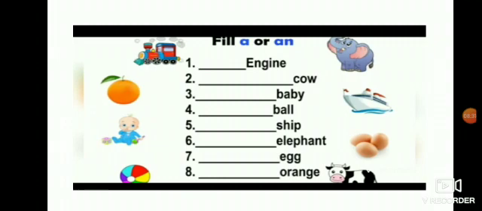That's all. Now this is your turn, children. You have to write your answers in your rough note. Engine. E is a vowel, so what should you write? Yeah, an engine. Cow. C is a consonant, so what should you write? Yeah, a cow. Baby, ball, ship, elephant, egg, orange. You have to fill in a or an. Thank you, children.